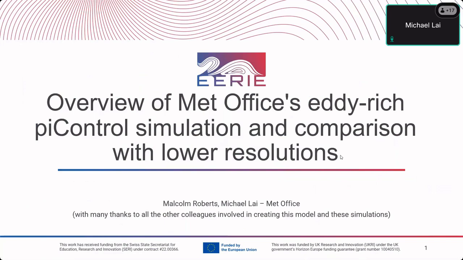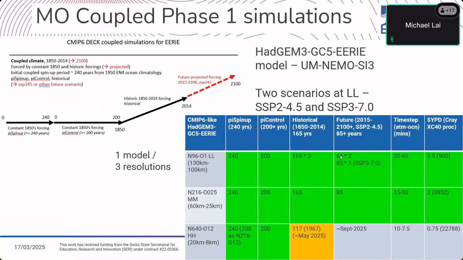So 15 minutes. Yes, so this is a brief overview of the Met Office piControl simulations and comparison with lower resolution models. As hopefully you know, we're running a CMIP style simulation. So we've run 240 years of pre-industrial control with 1850 type forcing, 200 years of a PI control with 1850 constant forcings, and then historical and eventually future to 2100.